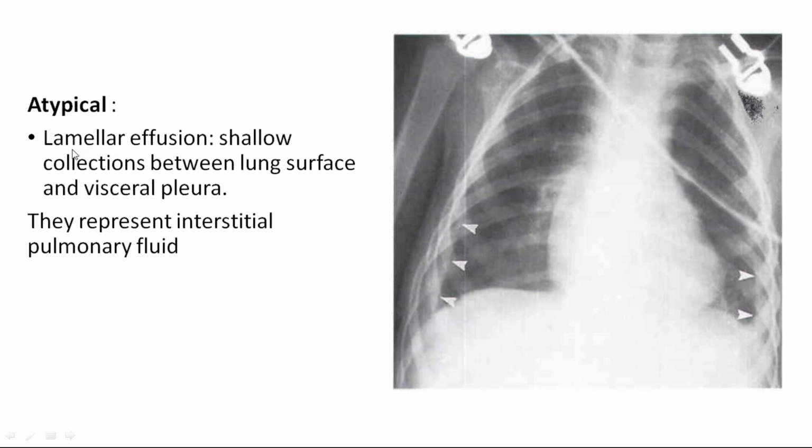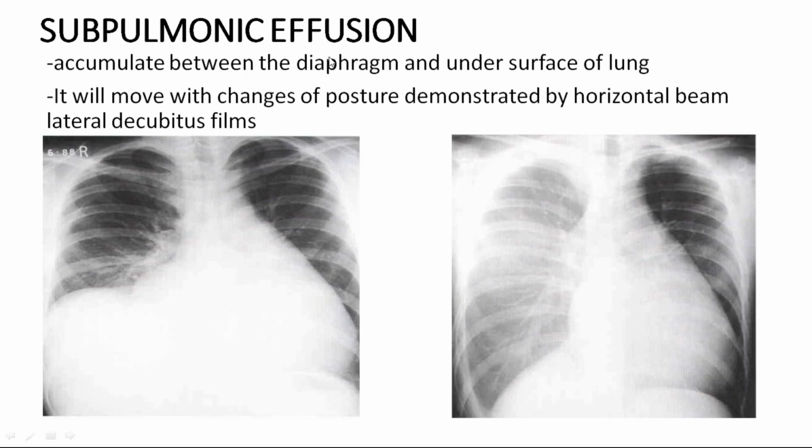Atypical effusions. There are some atypical effusions like lamellar effusion. These are shallow collections between the lung surface and the visceral pleura. This is the lamellar effusion, and they represent interstitial pulmonary fluid. Another entity is subpulmonic effusion. In subpulmonic effusion, the fluid accumulates between the diaphragm and the undersurface of the lung, and it will move with the changes of posture, demonstrated by horizontal beam lateral decubitus film.